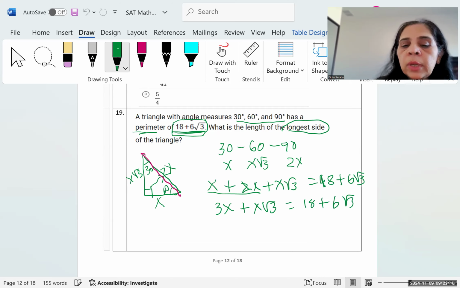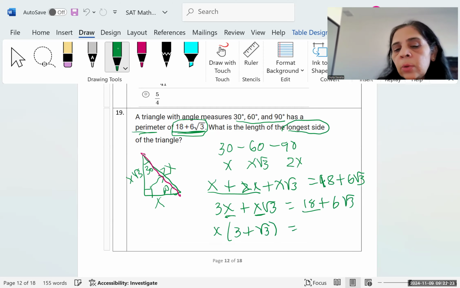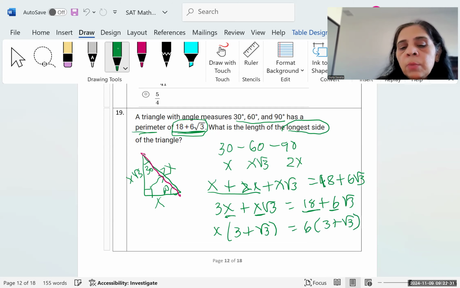Now on the left-hand side, I can see both terms are x terms, so I can take out x: 3 plus square root 3. On the other side, we can also take out the GCF, which is 6: 3 plus square root 3. Now we have exactly the same piece, so I can just divide by 3 plus square root 3 on both sides.